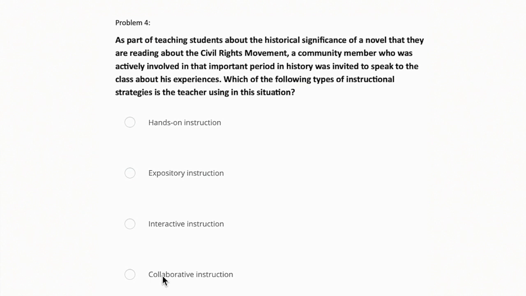Well, this would be an example of expository instruction. We're bringing in an expert to speak directly about their experience and their perspective to inform the students about this information that they're learning and hopefully help them engage with it more deeply. And exposition really is just like directly conveying information. So expository, you can think about the expert coming in and directly conveying their experience.